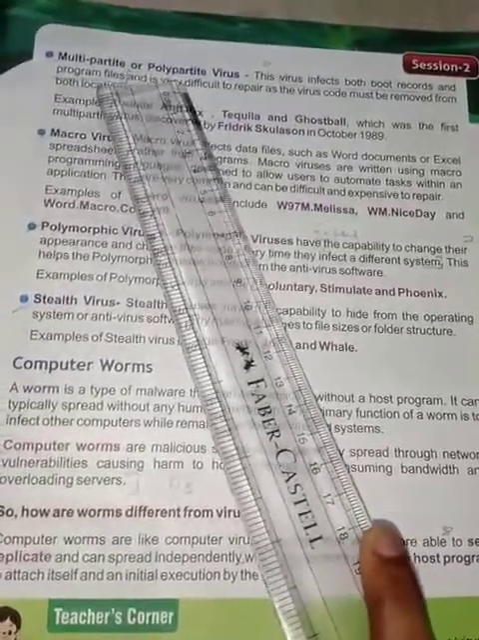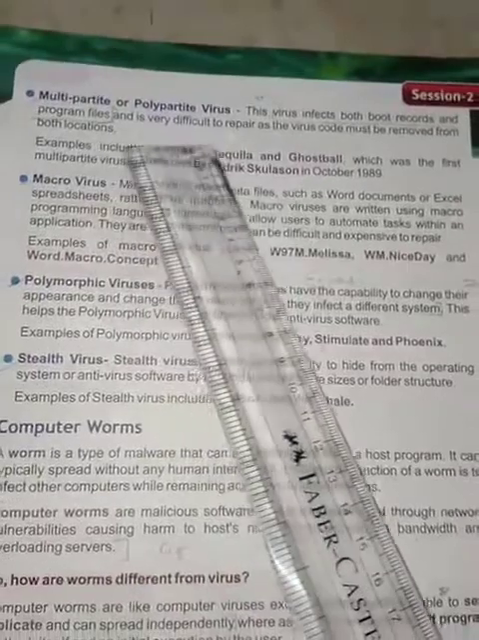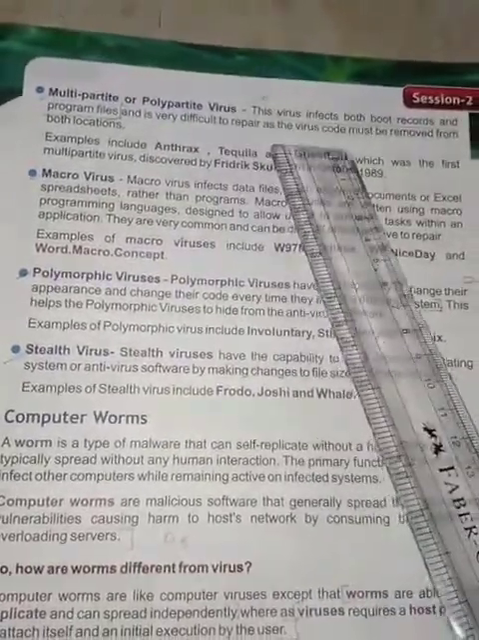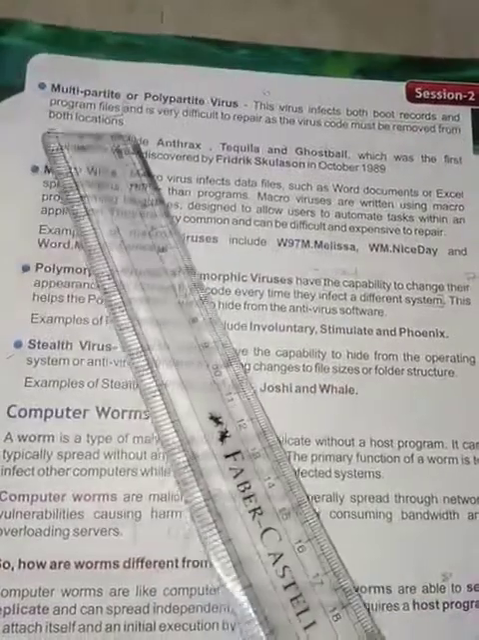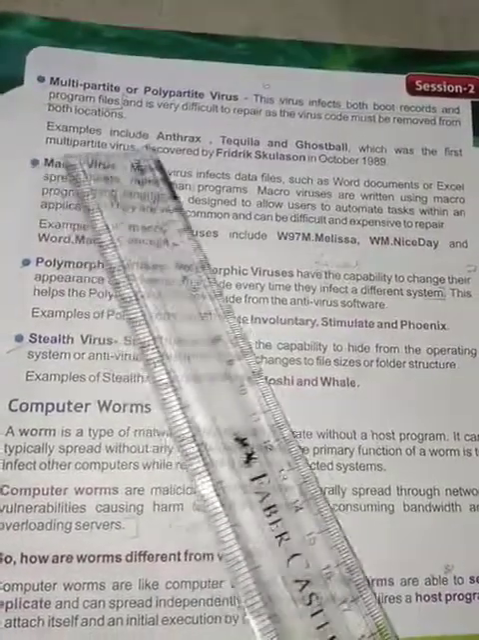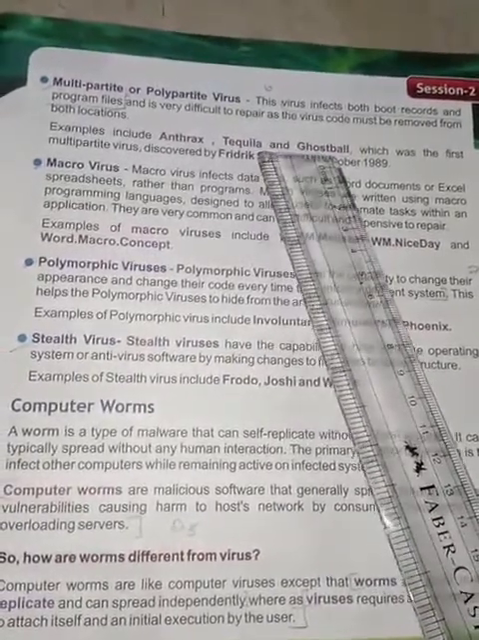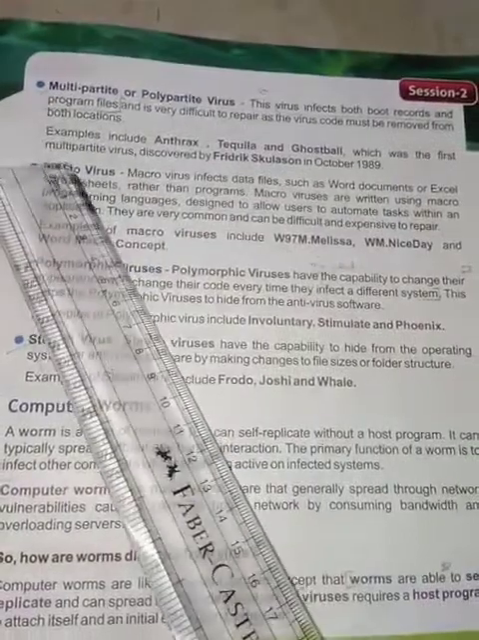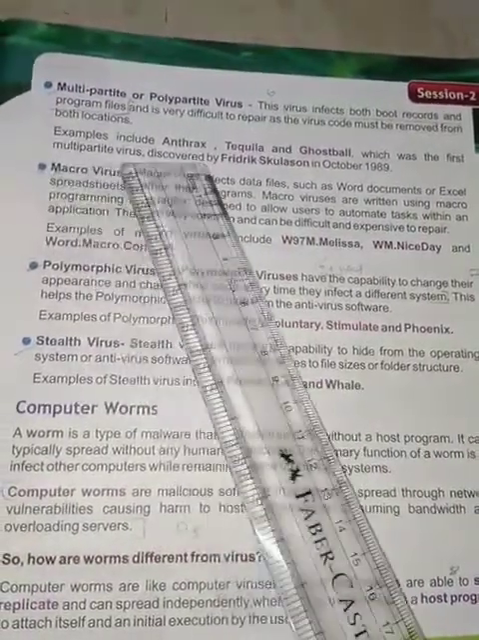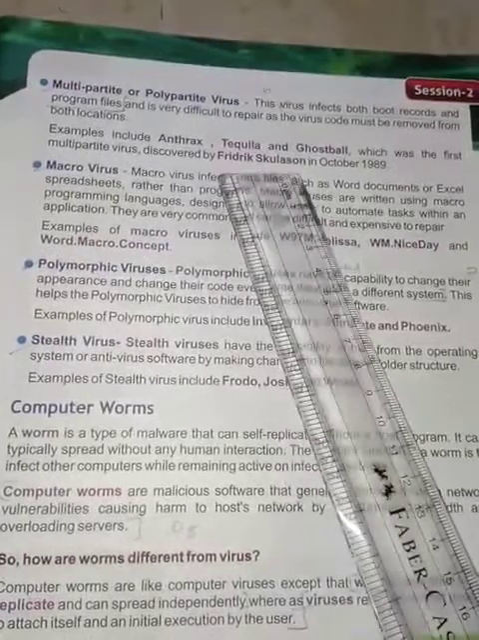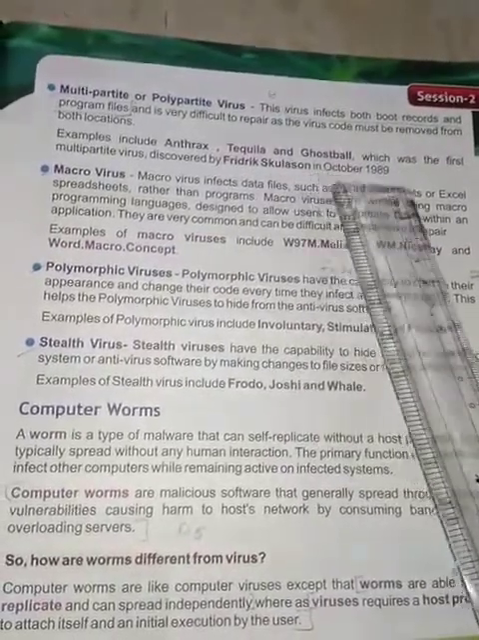The next type of virus is the multi-parted or polyparted virus. These viruses infect both boot records and program files and are very difficult to repair, as the virus code must be removed from both locations. Examples include Anthrax, Tuckle and Ghost Ball, which was the first multi-parted virus, discovered by Friedrich Schockelson in October 1989.